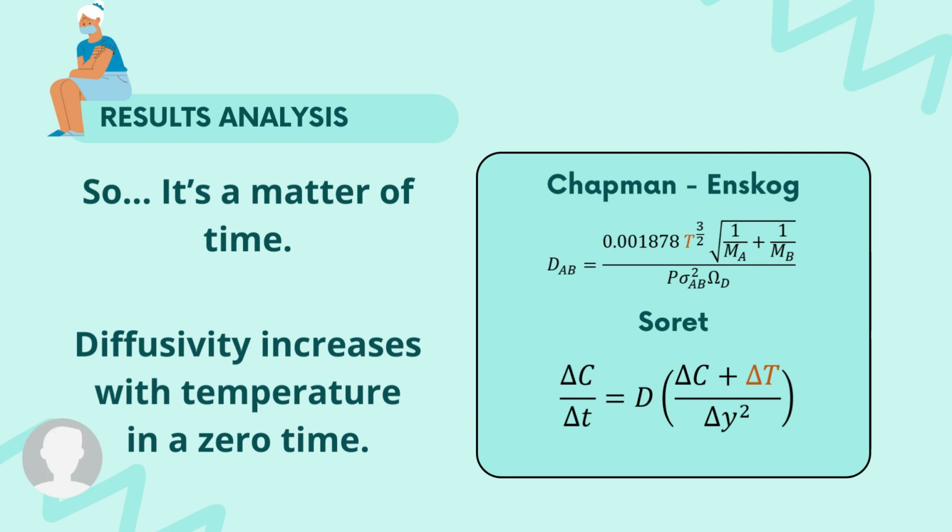In Chapman-Enskog and in the Soret equation, the diffusivity increases with the temperature, but at zero time. The diffusivity changes with time, because again the molecules are moving and they're expanding in the medium. So the diffusivity at minute number 2 is not the same as just when the drop is put in the medium.